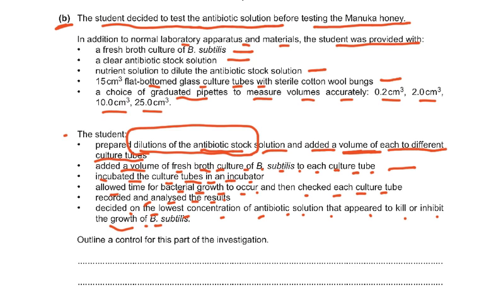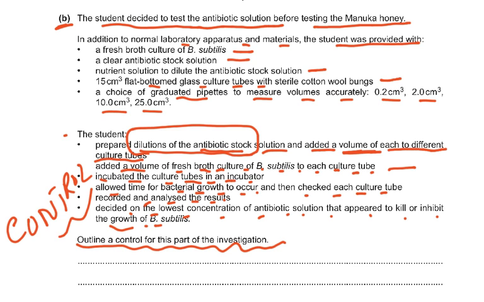Then you recorded and analyzed the results. And then you decided on the lowest concentration of antibiotic solution, which would appear to kill or inhibit. So, outline a control. Now, when I say this, it's not that in this question you should know what a control is. You must understand the concept of a control. Basically, it is to compare.